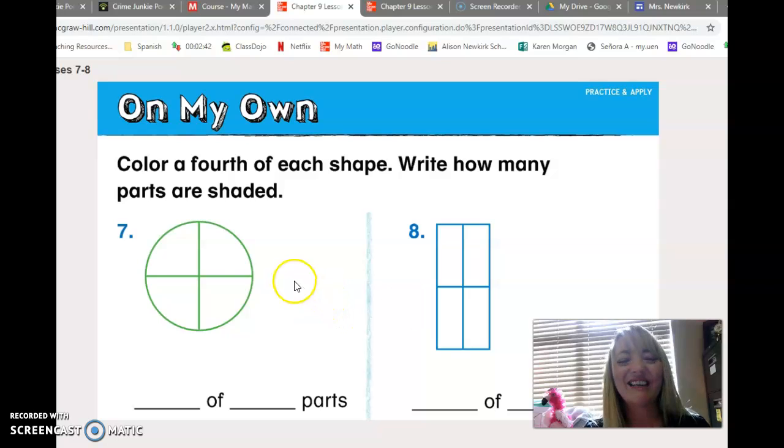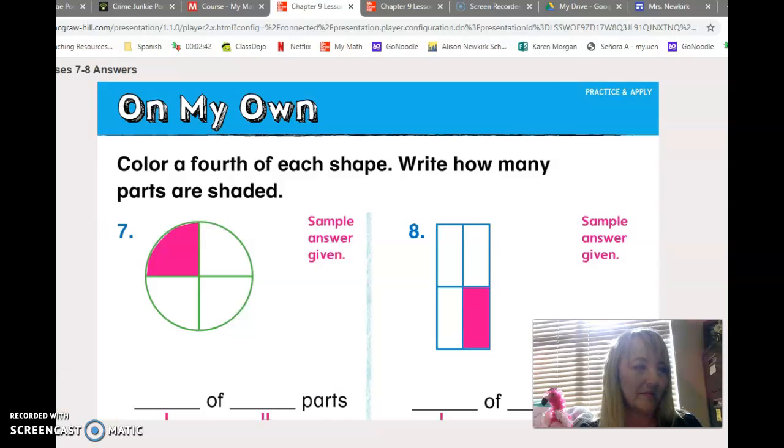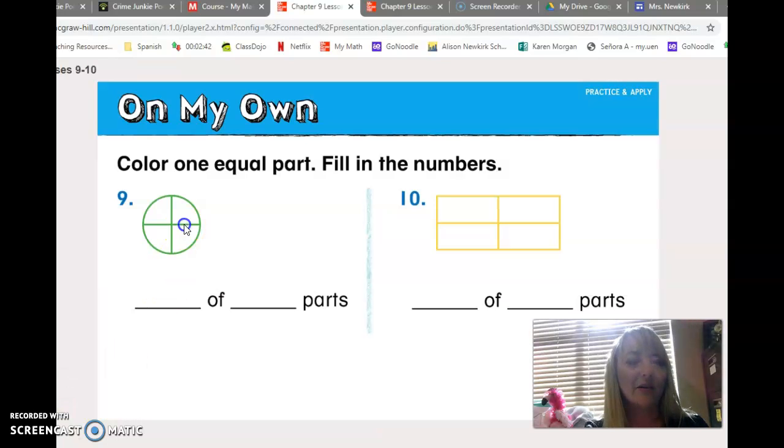And then now you'll need your crayons again. Color a fourth of each shape. Write how many parts are shaded. You're only coloring in 1 part of 4. Okay, color 1 equal part and fill in the numbers. So the same thing that you did before. Color in 1 equal part and fill in the numbers.